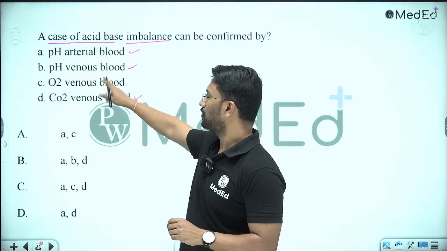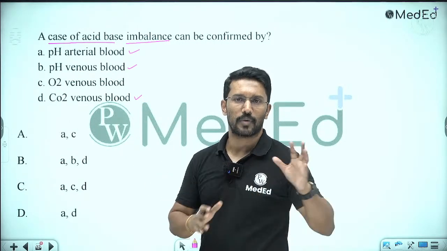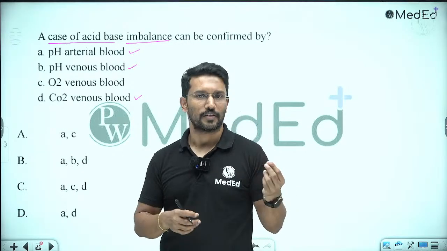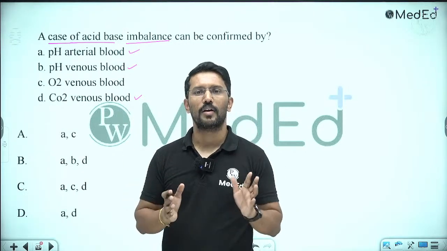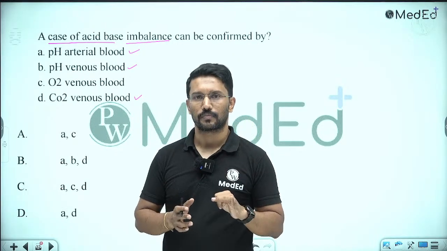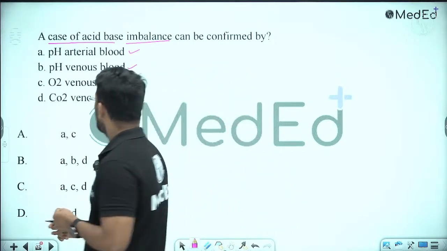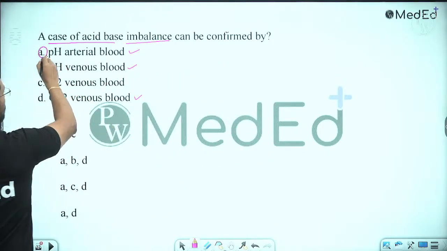Do I need oxygen for the decision of the acid-base disorder? No, right? I have to decide metabolic or respiratory, acidosis or alkalosis. So all I need is bicarb, carbon dioxide and the pH. I certainly don't require oxygen. So arterial blood pH can help me.